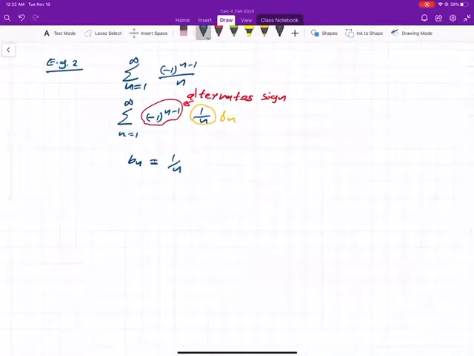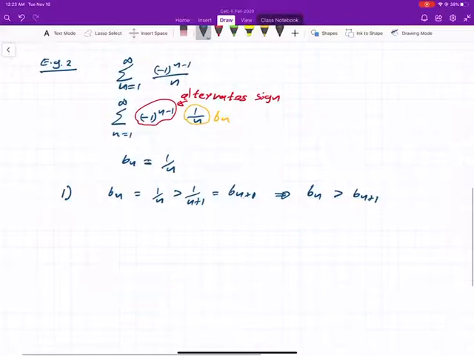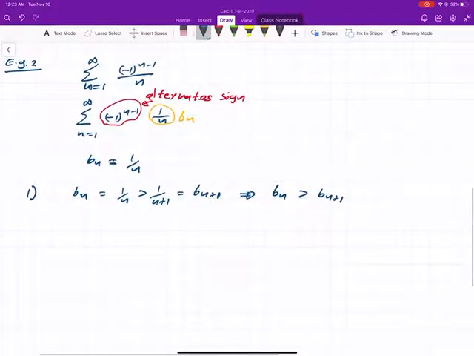The first condition: you know Bn is 1 over n, and you know 1 over n is greater than 1 over n plus 1. Okay, that is straightforward. 1 over n is greater than 1 over n plus 1. 1 over n plus 1 is actually Bn plus 1. So this implies Bn is greater than Bn plus 1. Okay, the first condition is satisfied. This is for all n.